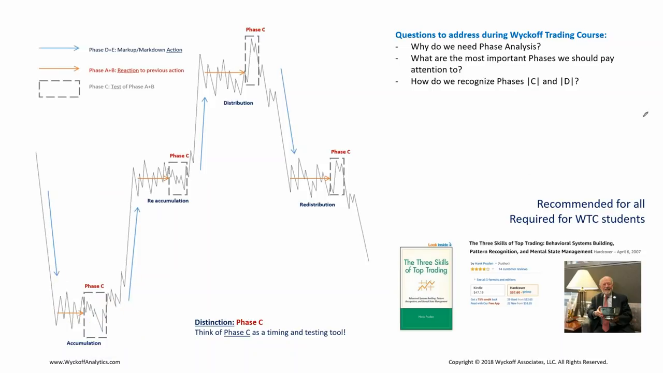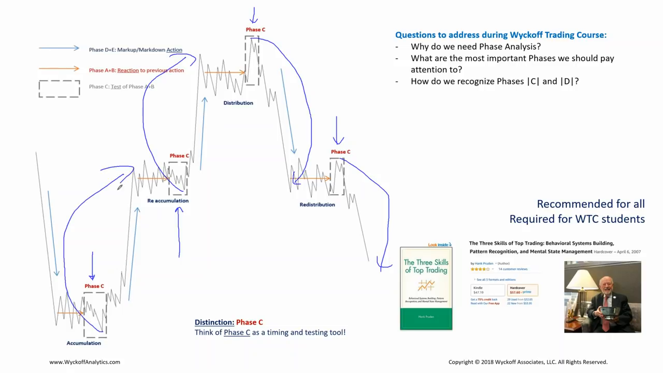And the main thing that we want to identify within this process is a test in action, because the test is usually going to be identified by us not just as a testing tool, but also as a timing tool. If the test is successful, then most likely there's going to be a continuation of the buys that we think are developing during the consolidation. So therefore, the timing is going to be identified by us as a potential phase C. So each time we identify phase C, we're going to assume that this is the beginning of the next major move. And that's why phase C is so crucial.